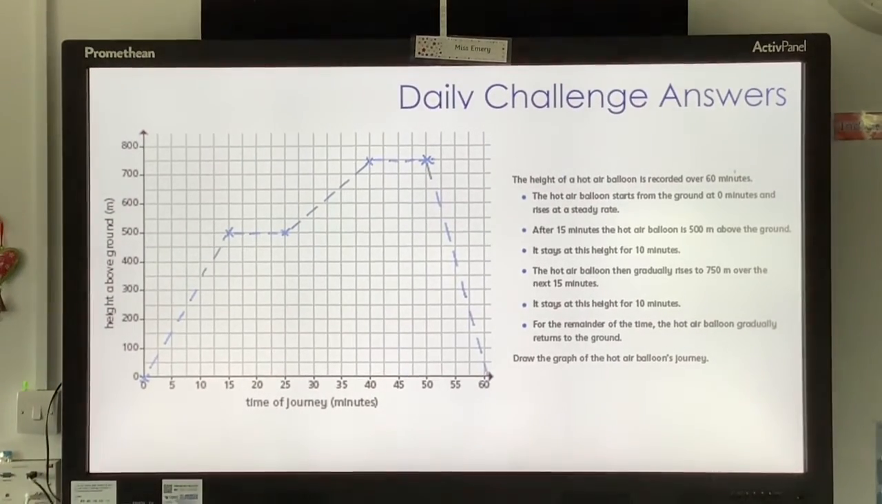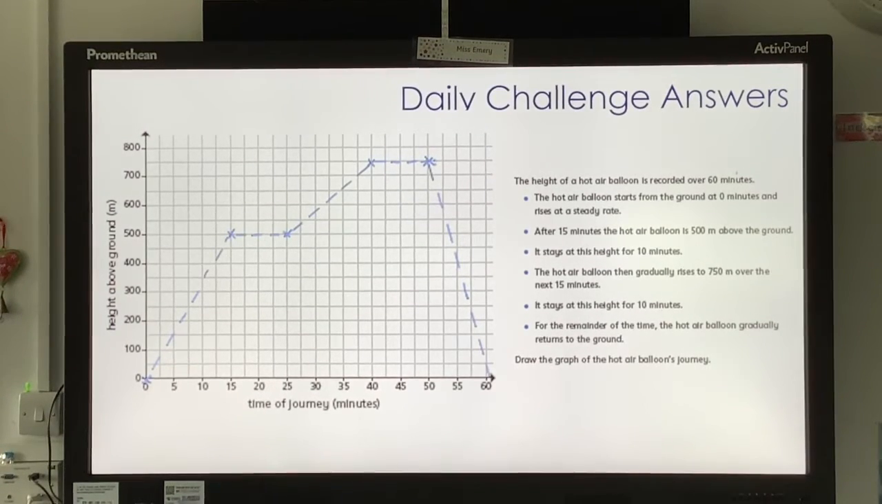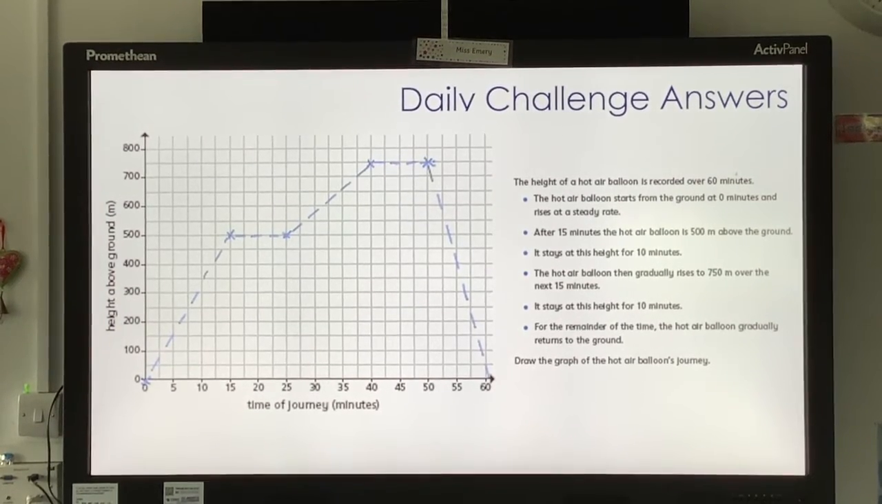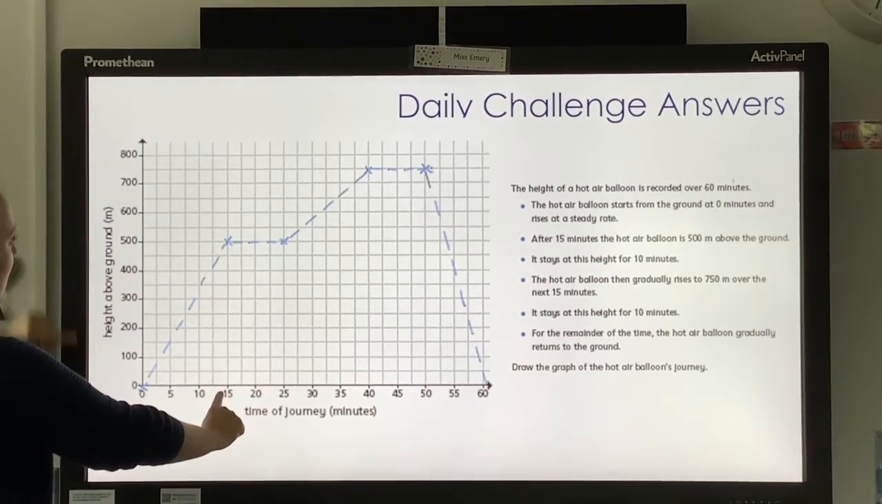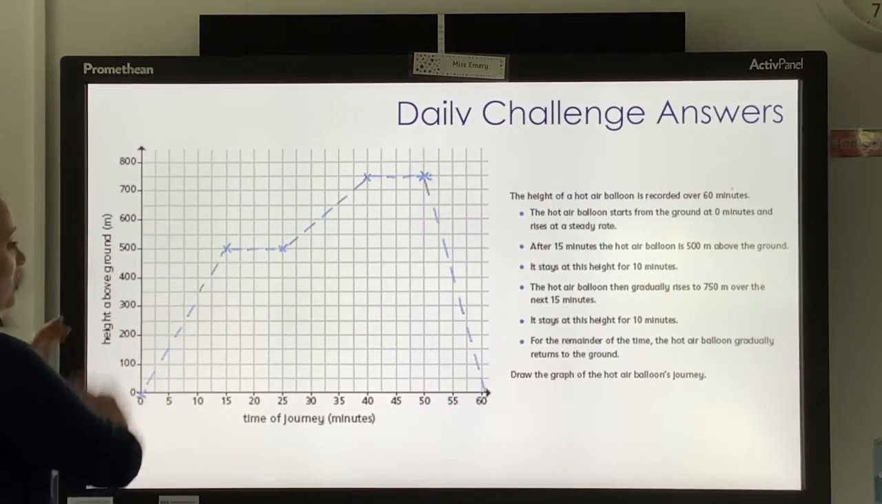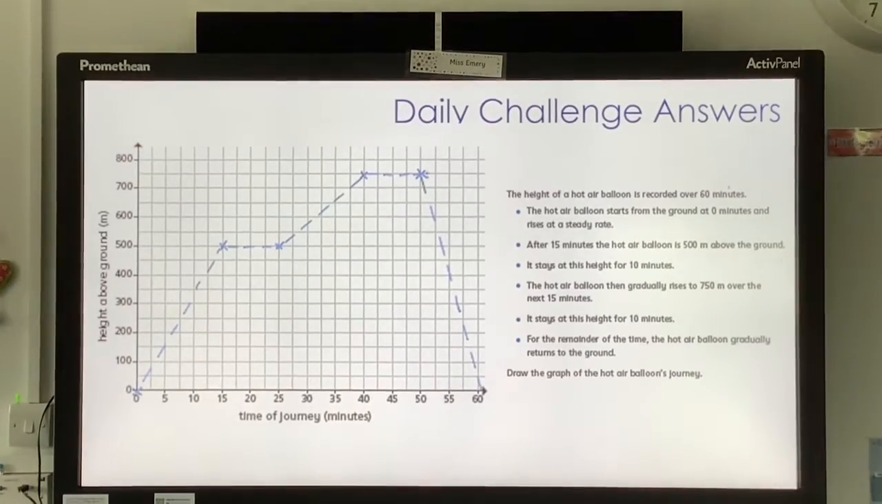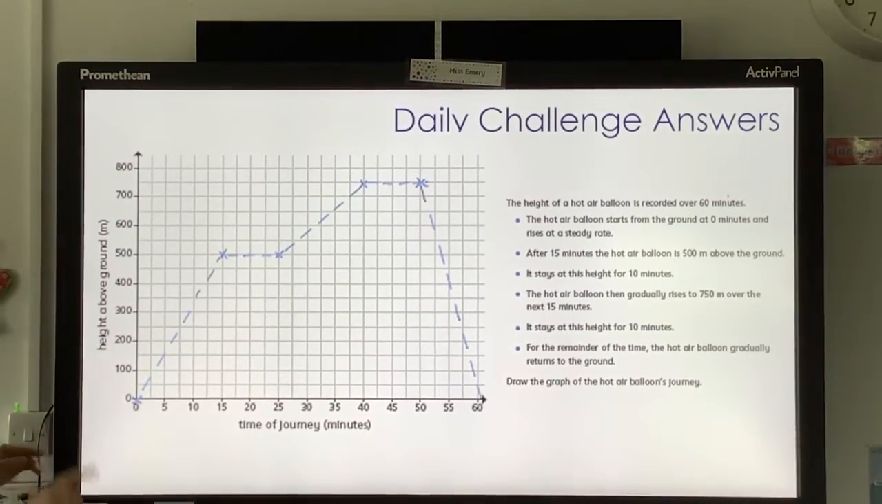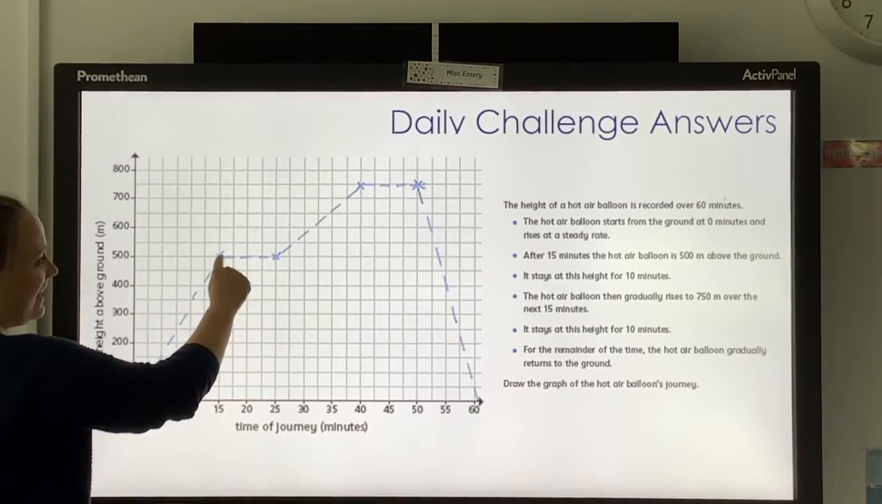Then it rises steadily. It then gives you a clue that after 15 minutes the hot air balloon is 500 metres above ground. So you know that your first point is going to be 15 minutes and 500 metres. And it's rising steadily. It doesn't say that it's jumping all over the place. It's a steady rise, so it's a steady line. Then it stays at that height for 10 minutes. Keyword, stays at that height. It doesn't jump back down, it stays at the height.